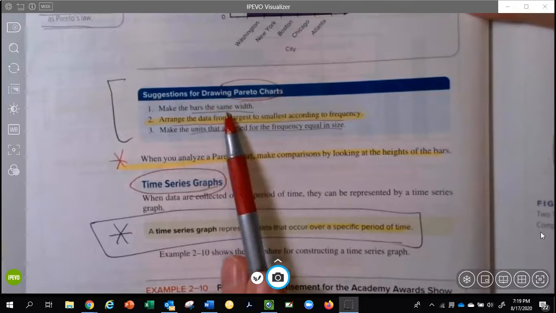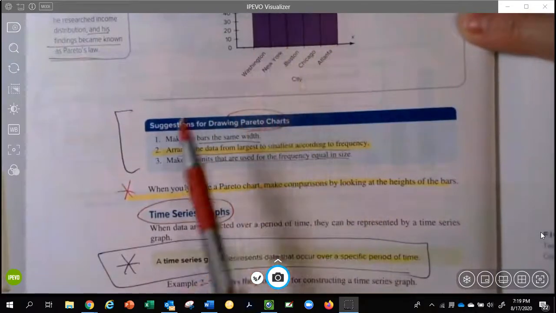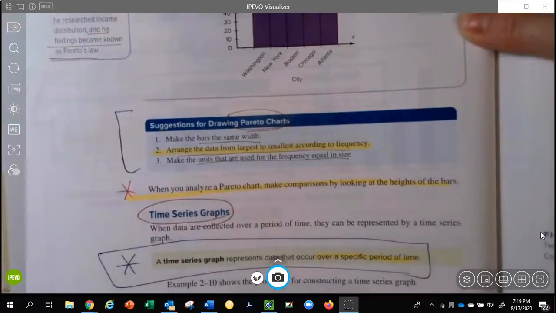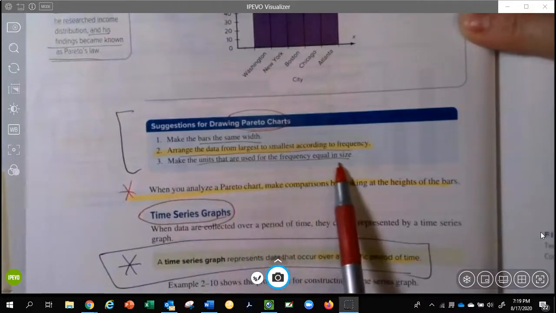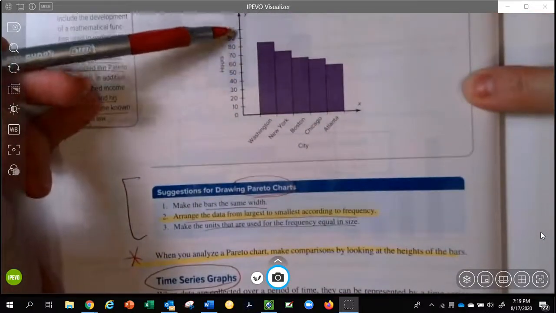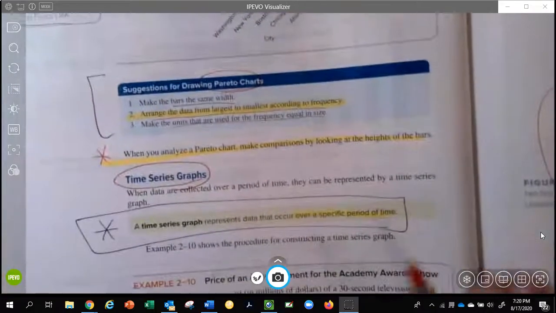Suggestions for drawing: make the bars the same width. Okay, that makes sense right up here. They're all the same width. Arrange the data from largest to smallest. That makes sense. That's going to help my brain remember what a Pareto is versus a bar chart, bar graph. Make the units that are used for the frequency equal in size. So over here on the side, make all of these equal. And again, at the end, we'll be talking about misleading graphs.